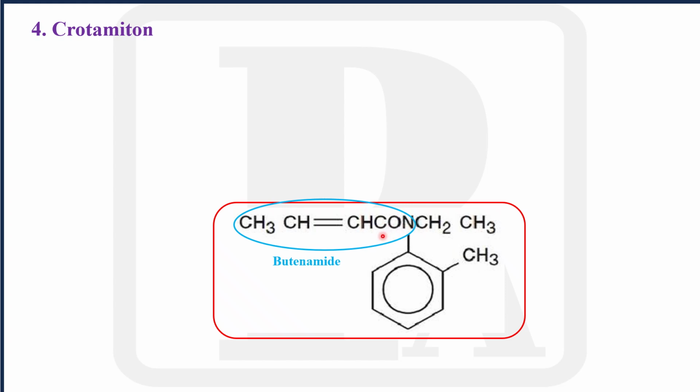How many carbons are there in the amide? 1, 2, 3, 4. So a 4 carbon alkyl is butyl. So that is called butanamide, but this is having a double bond, that's why that is called butenamide. The second position is connected to the nitrogen of butenamide. That nitrogen is connected to ethyl. So what is crotamiton? We have the benzene that is having one methyl, and the ortho position is connected to the nitrogen of butenamide, and that same nitrogen is connected to ethyl. This is called crotamiton.